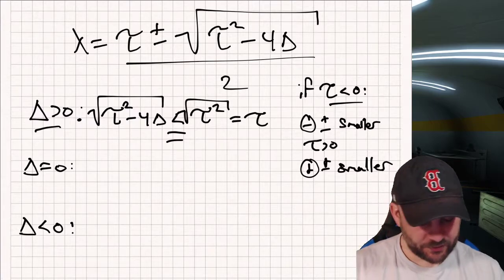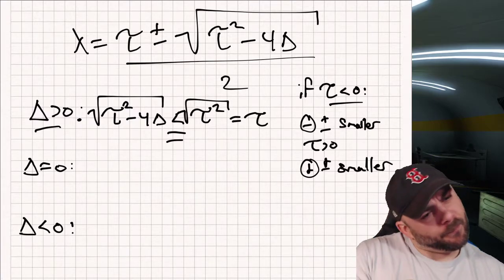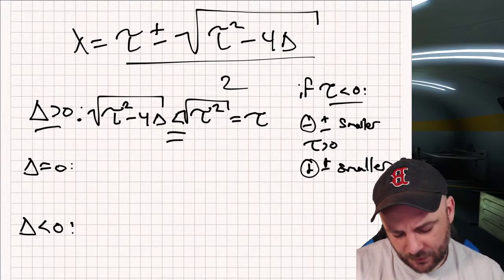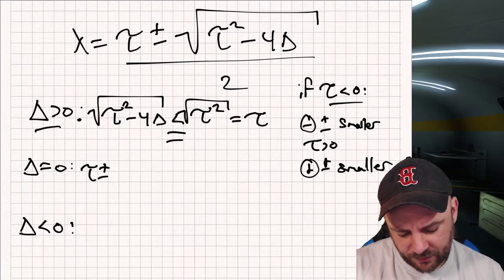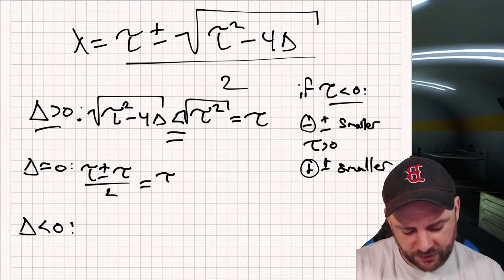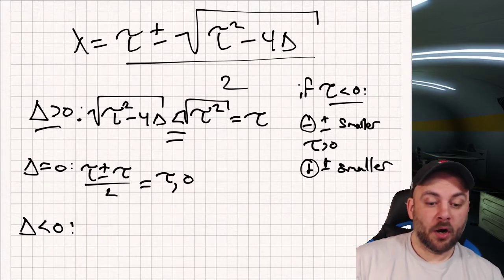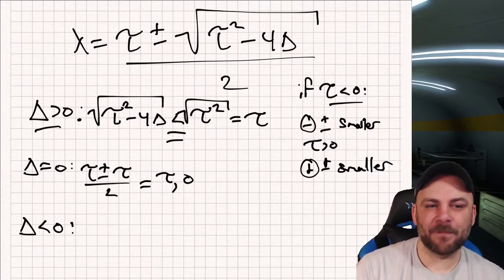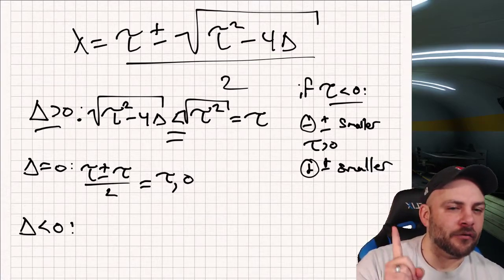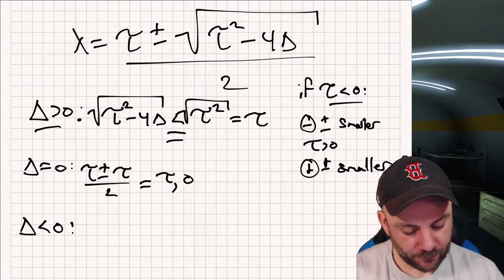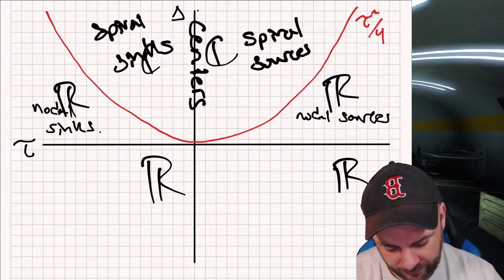Next page. What if delta equals 0? Well, then I'd have trace plus or minus trace divided by 2. And so I'd get trace and 0. One of my eigenvalues would be 0. What did we get there? A line of non-isolated equilibrium. Reference the previous video if you don't remember.